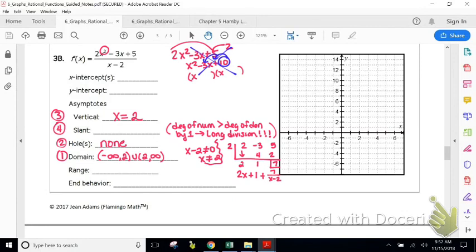So I end up with 2x plus 1 plus the 7 over x minus 2 when I do my synthetic division. How did you get that last part? Because our remainder is 7, and we always put it over what we divided by, which is the x minus 2. So you wouldn't put it over just 2? No, you have to put it over the x minus 2.